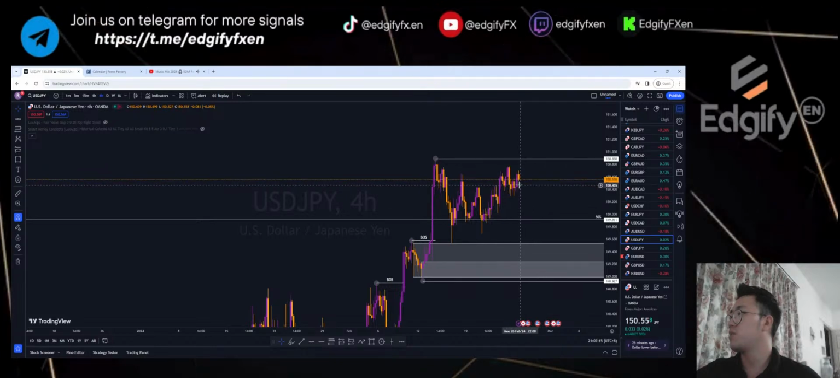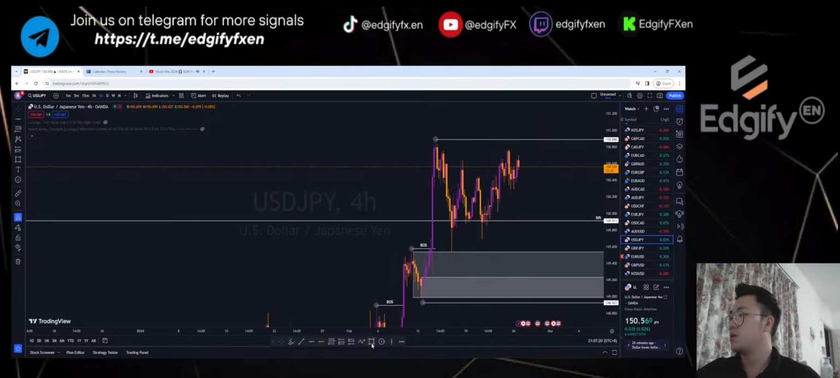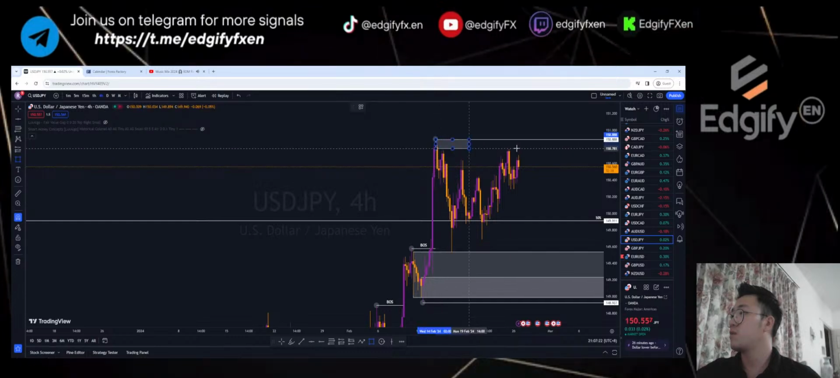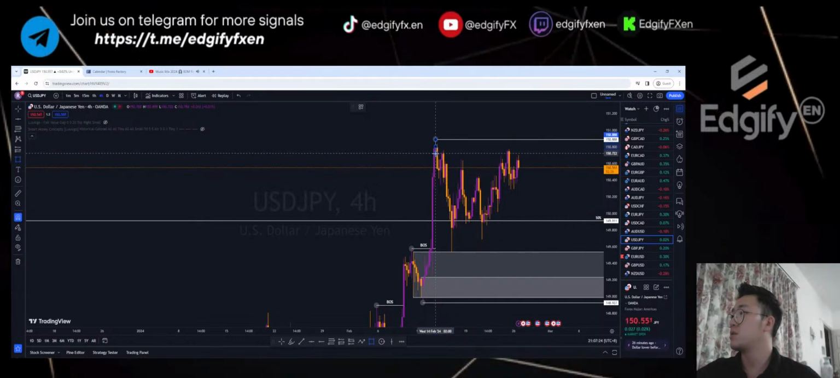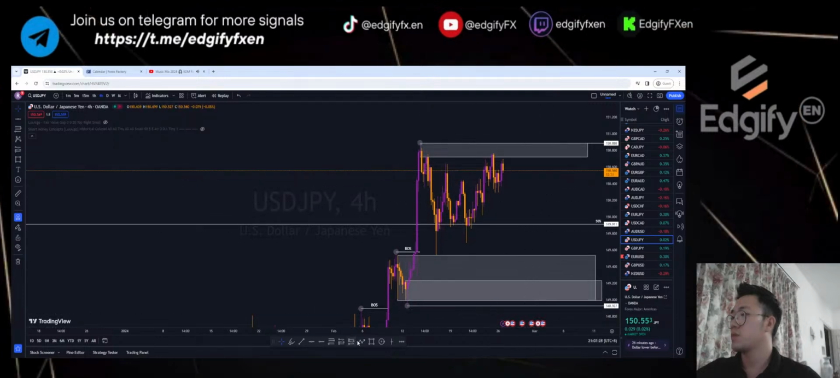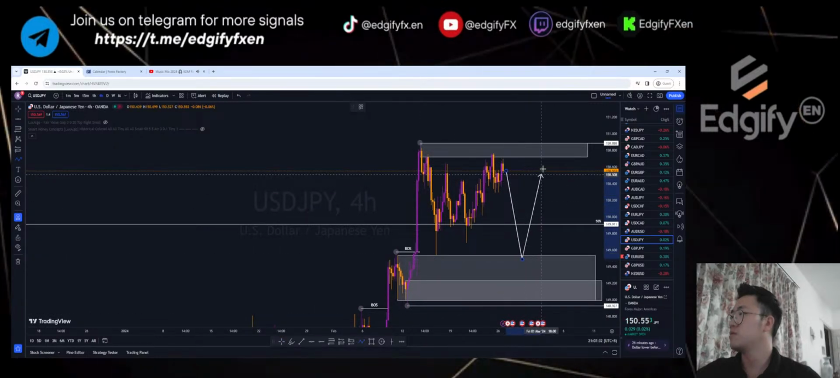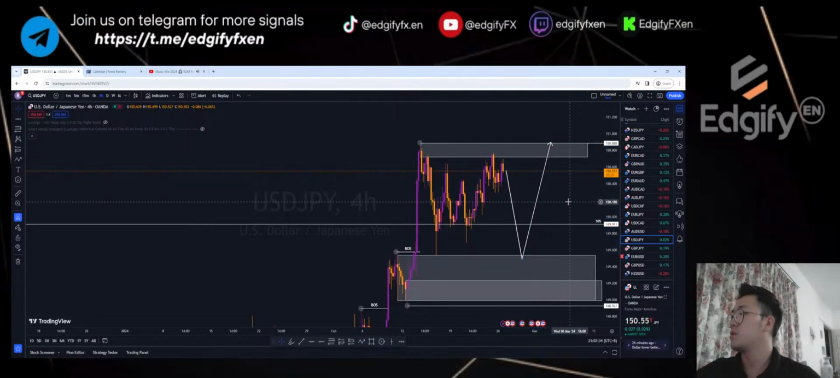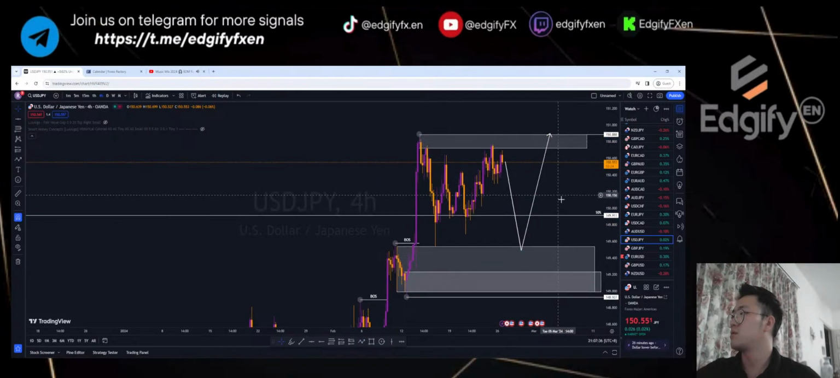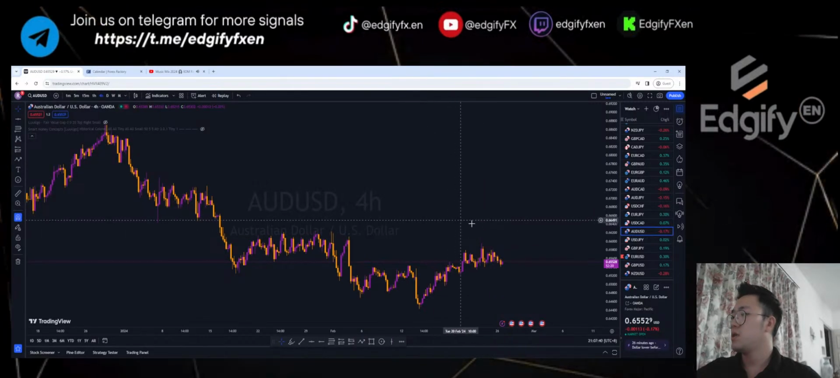At this level we want to look for a sell, but we need to look for some confirmations before we hop in. A much more aggressive entry that we can look at is at this level. So I'm basically waiting for price to dump back to this level, then I'm going to buy it back to the top. Something like this I'll be looking at. So this will be for USD JPY.